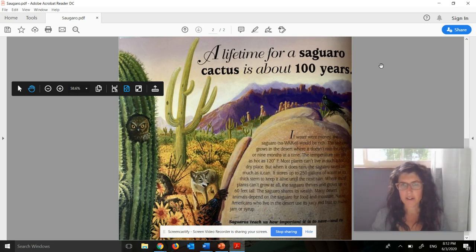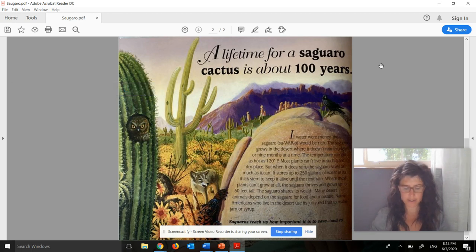A lifetime for a saguaro cactus is about 100 years. If water were money, the saguaro would be rich. The saguaro grows in the desert where it doesn't rain for 8 or 9 months at a time. That's a long time. The temperature can get as hot as 120 degrees Fahrenheit. Most plants can't live in such a hot, dry place, but when it does rain, the saguaro saves as much as it can. It stores up to 250 gallons of water in its thick stem to keep it alive until the next rain. Where most plants can't grow at all, the saguaro thrives and grows up to 60 feet tall.